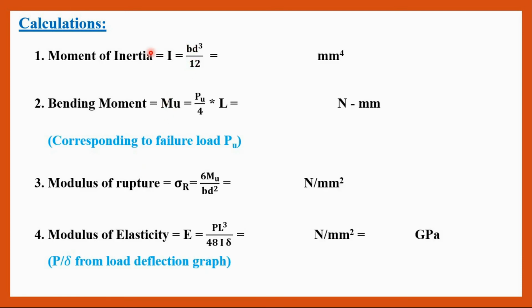Then the calculation part. Moment of inertia of a rectangular section I is given by BD cubed by 12. B value we have, D value we have in terms of mm. If I substitute here, we got the value like this in terms of millimeter to the power of 4. Then the bending moment Mu is given, for simple support subjected to point load, by PL by 4. Pu is the load at the time of failure, L is 300 mm. The value of Pu is 25.83 kilonewton. If I substitute here, we got 1937.25 into 10 raised to 3 Newton millimeter.